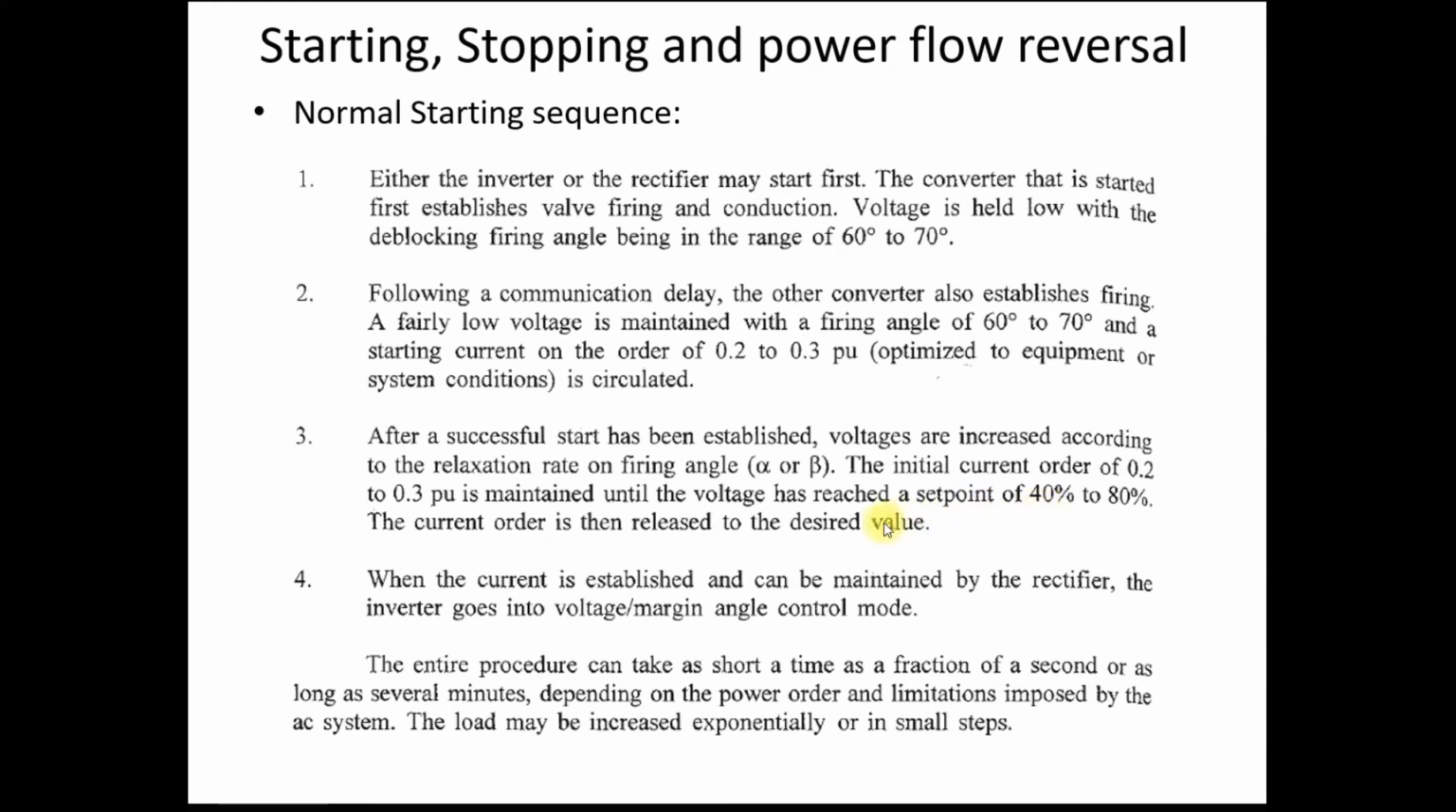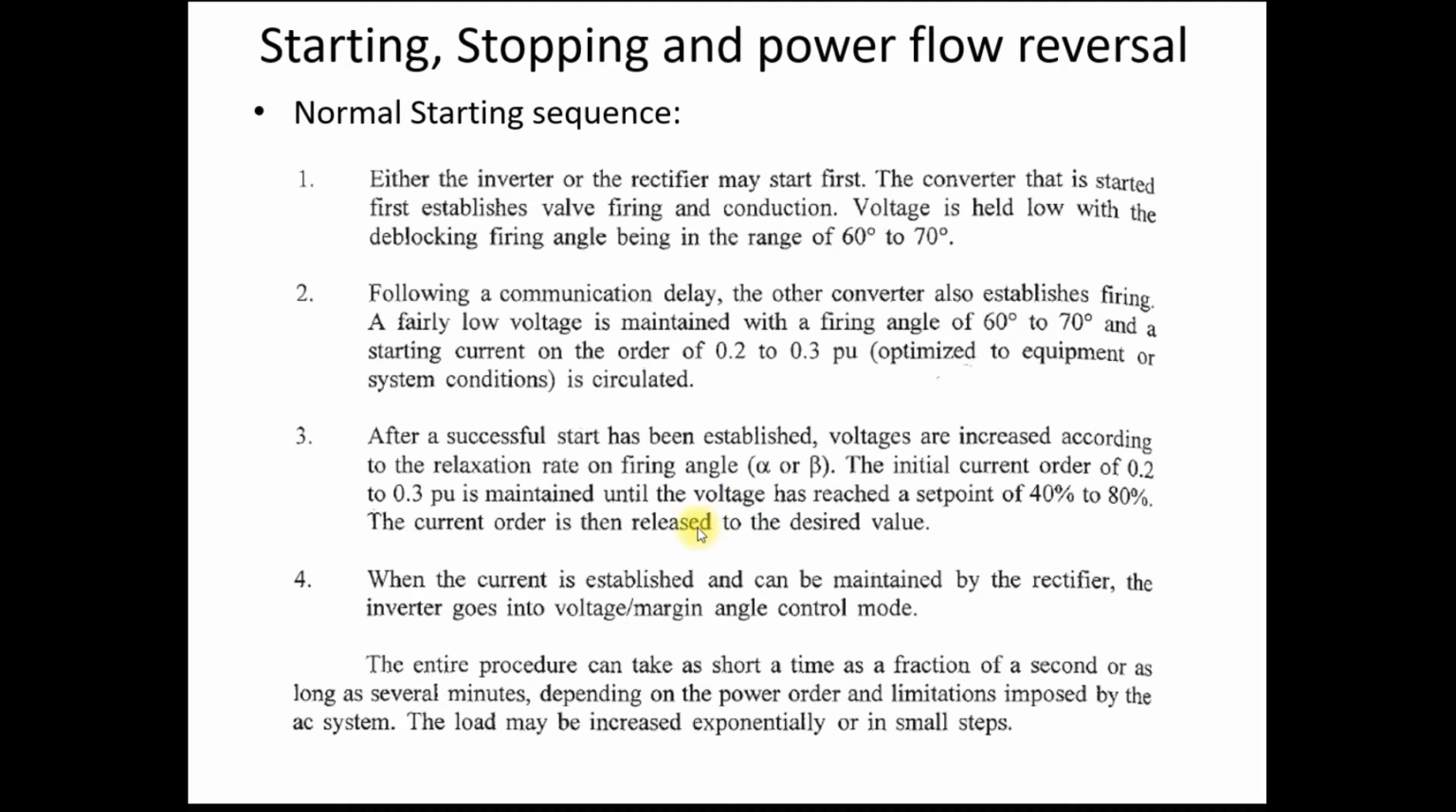Clear? Then the current order is released by the control circuits to the desired value. The fourth point is that when this desired current order is established and maintained by the rectifier on the DC side, the inverter goes into the voltage control mode or margin angle control mode. It means the inverter acts in voltage control mode and the rectifier acts in current control mode.